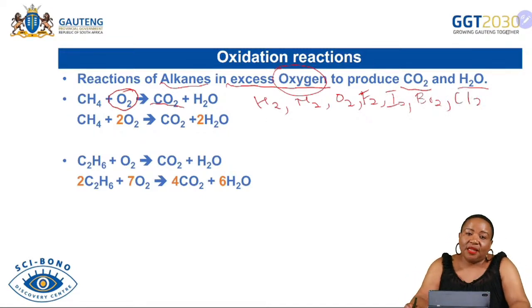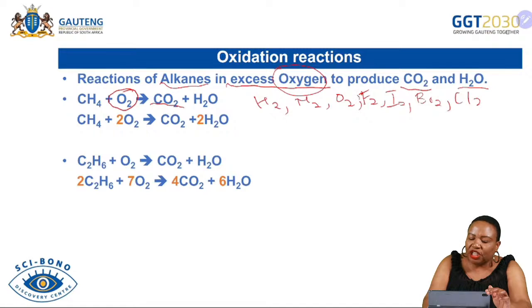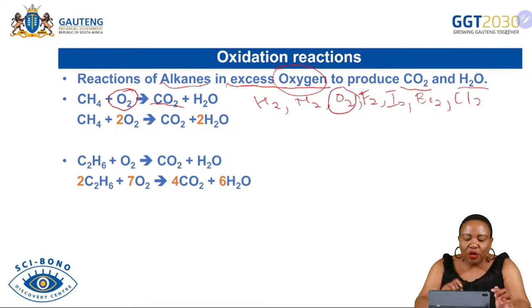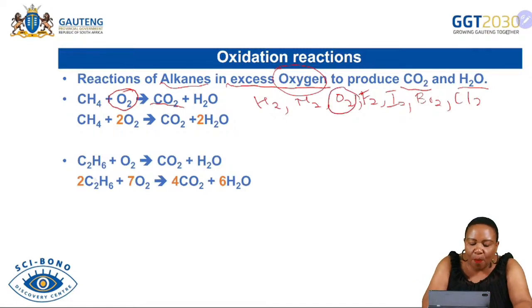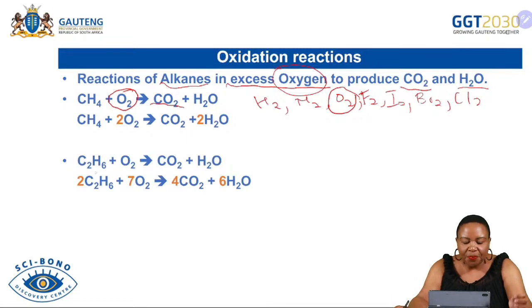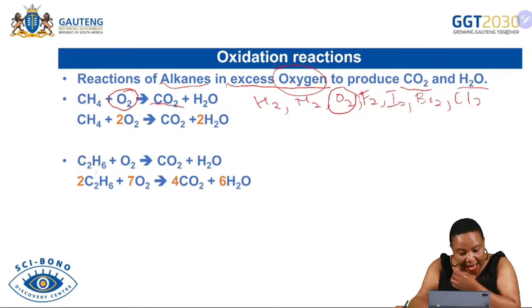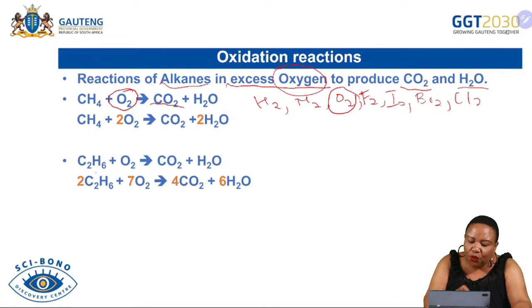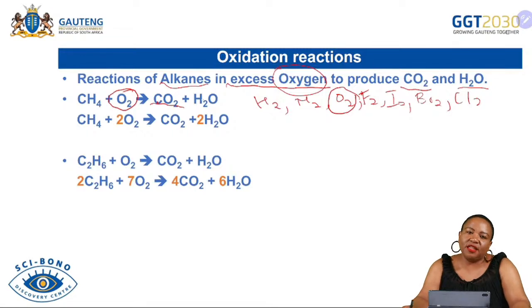So these elements react as diatomic in nature. When I say I add oxygen, I cannot write O. The first thing that I must remember is that oxygen is a diatomic element, and if I want to write oxygen, I must write it as O2. So that is why when you see these compounds reacting with oxygen, you can see that the first example is methane reacting with oxygen, which is O2, to give you what? Carbon dioxide and water.